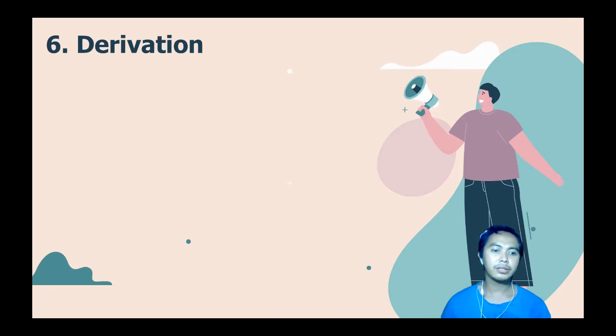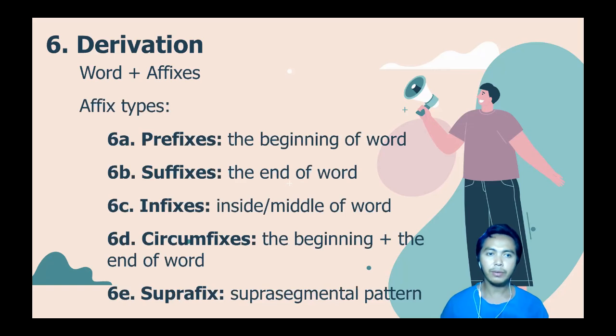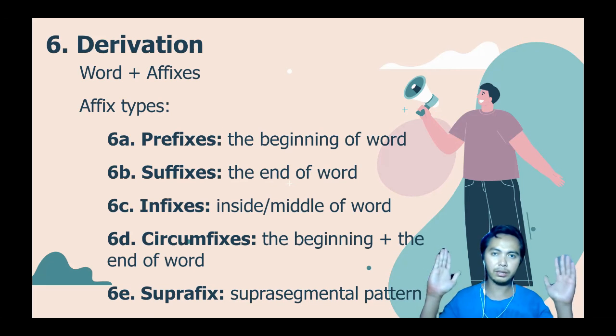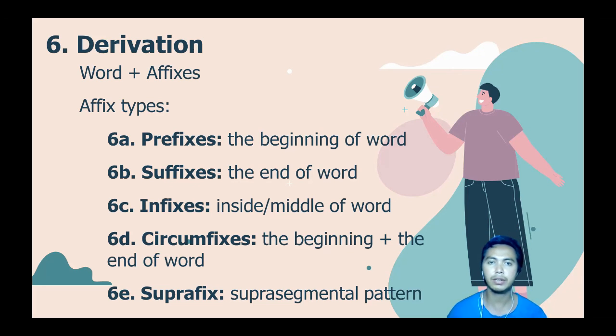The sixth category is derivations. It is a combination of words or free morphemes and affixes. In general, we have about 5 types of affixes. A prefix is the one at the beginning of a word. A suffix is at the end. The infix, you put in the middle. Circumfix, you put together at the beginning and the end of a word. And supraffix is a type of affix which is signified by suprasegmental patterns such as intonation in a word.